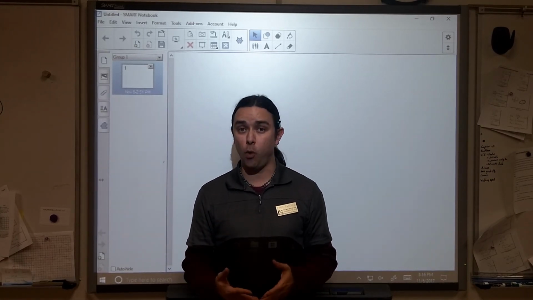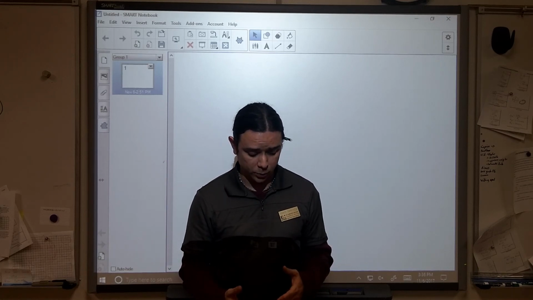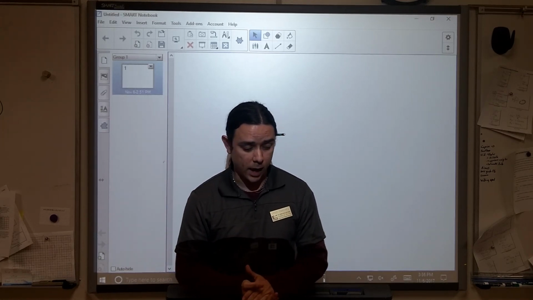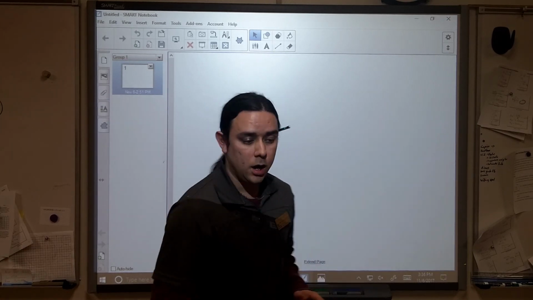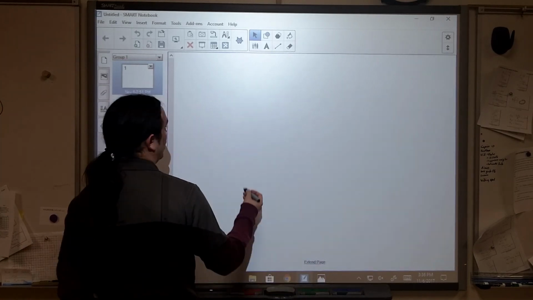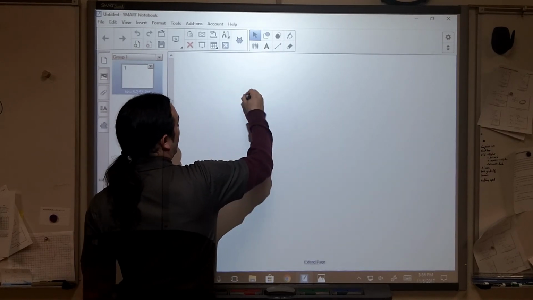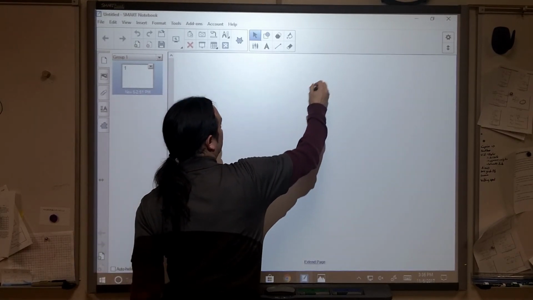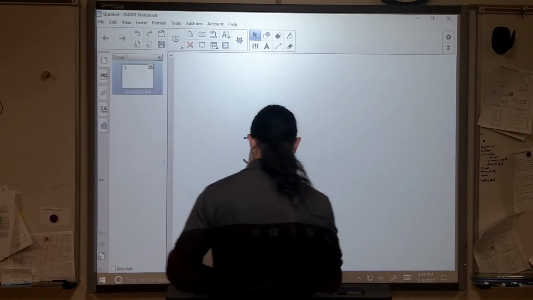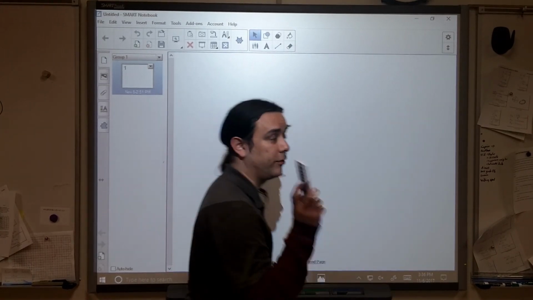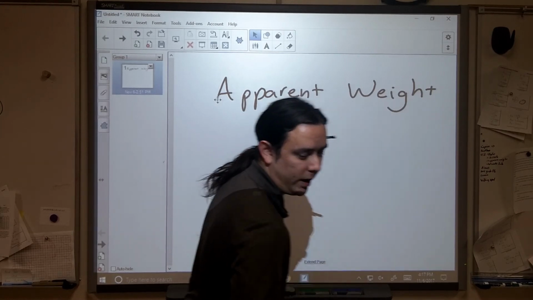Now, it's measuring a force. That's one of the things that we're going to talk about specifically, but what force does it measure? Today, in this video, we're going to take a look at something called apparent weight. And you may be wondering why this board isn't showing anything. That's because I have it frozen. There we go, apparent weight.